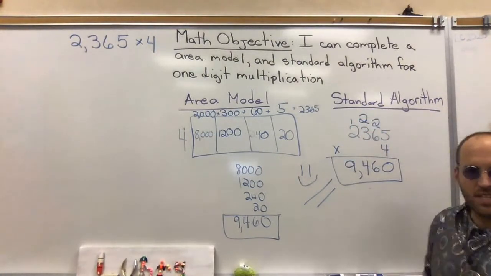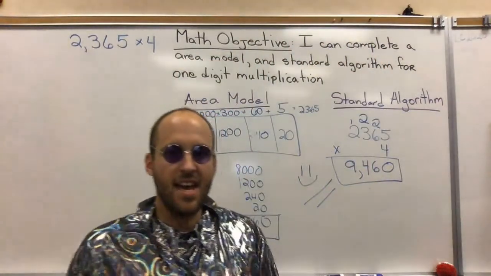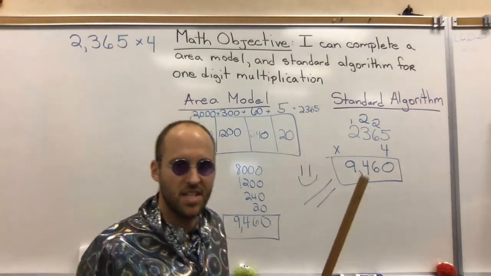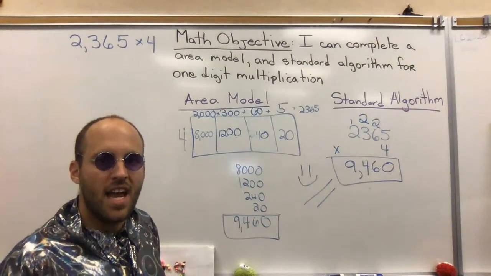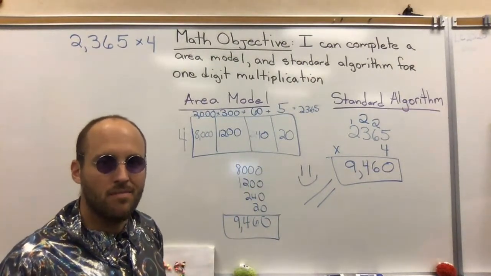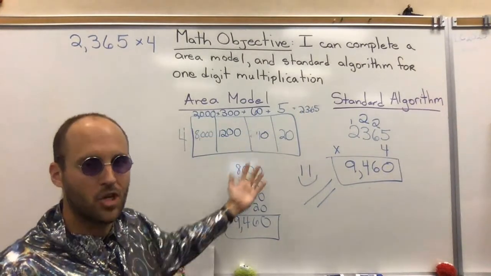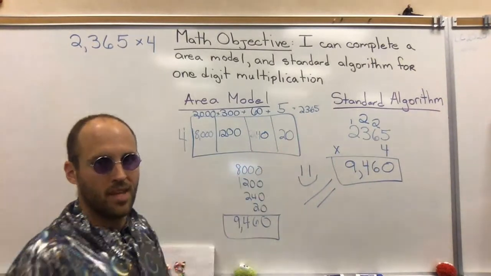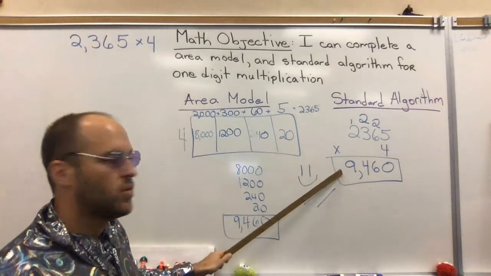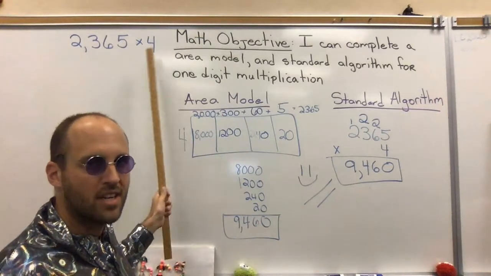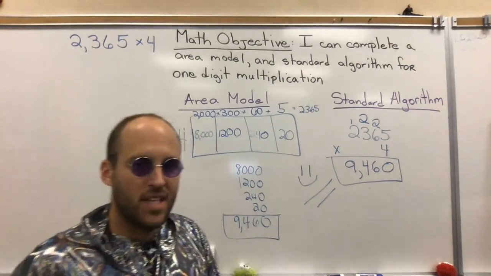So, ladies and gentlemen, boys and girls, children of all ages, hippies and 5th graders, this is our math objective for today. Being able to complete a 1-digit area model and standard algorithm problem for multiplication. Let's review. Area model, partial products, standard algorithm. We have our 2 factors that eventually give us the answer, which is known as a product. Factors and product.